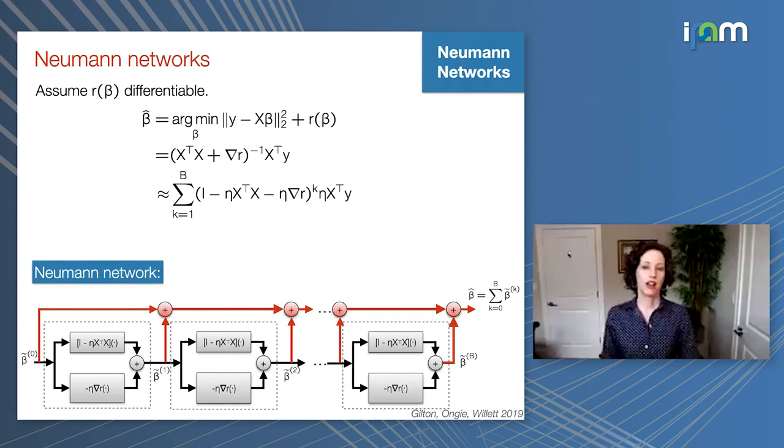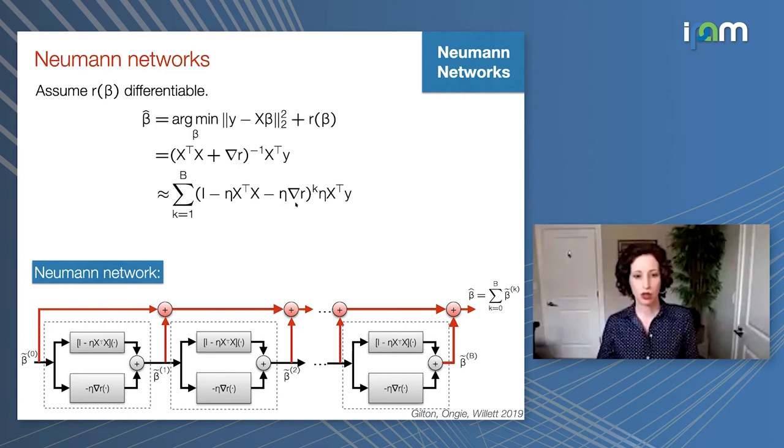Okay, now I'm also going to present an alternative that doesn't use this optimization framework as a starting point, but instead uses a Neumann series starting point. So again, we're going to imagine for a moment that we know a good regularizer, R, and that it is differentiable. What we might do then is take a page from the Tikhonov regularization book and say, if I knew this regularizer and its gradient, then I can write down what estimate I'd like to be able to compute.